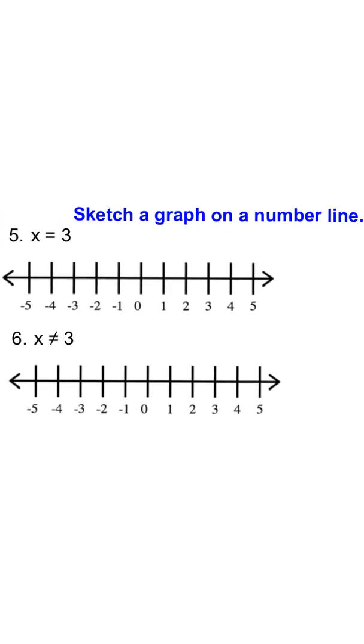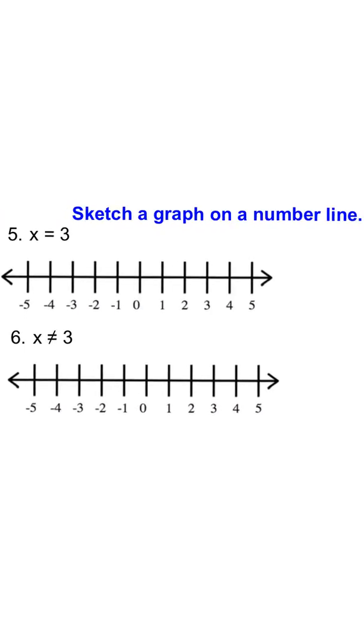If you have a problem where you just have an equals, all you need then is a dot. You're not going to need an arrow at all. So this time we know that x equals 3. That's the only thing that it equals. So we do a closed dot. If it's not equal to 3, that means that it could be anything else. So we're actually going to have arrows that go in both directions, less than and greater than. The only point that doesn't work here is x equals 3.